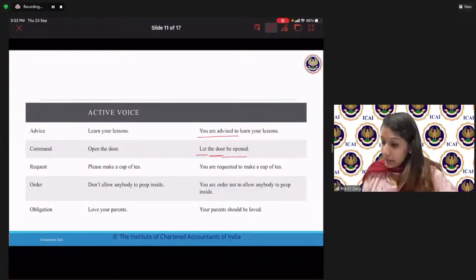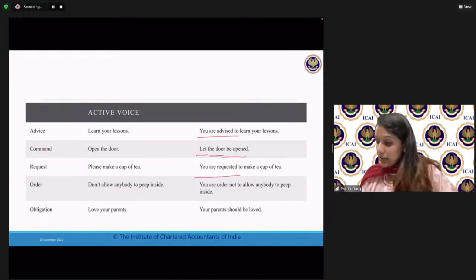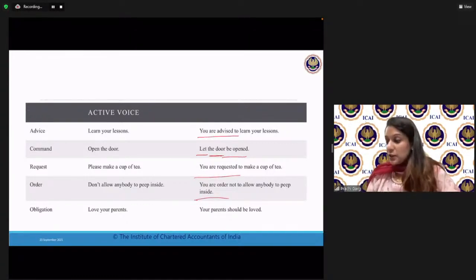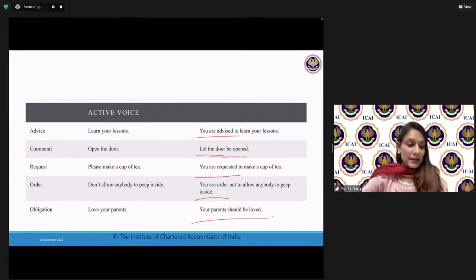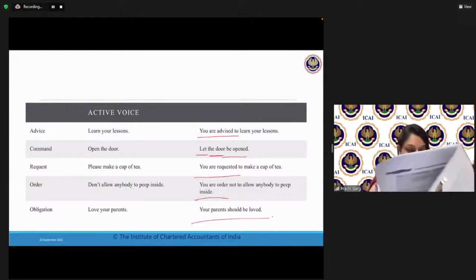Request: please make a cup of tea. You'll say you are requested to make a cup of tea. Don't allow anybody to peep inside. You are ordered not to allow anybody to peep inside. Obligation: love your parents. Your parents should be loved. So you will be adding these words here.